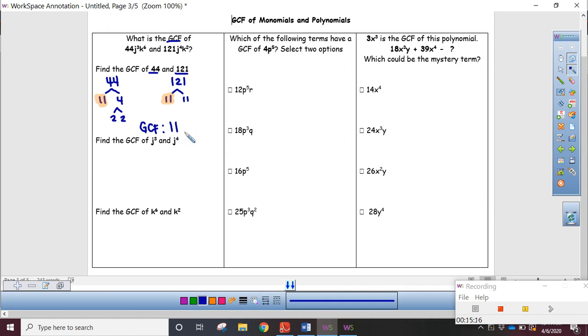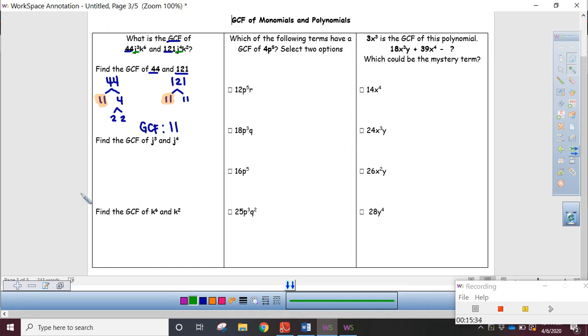Okay, that's the first part, and we'll bring it all together at the very end. Now let's move on to finding the GCF of j to the 3 and j to the 4th. That's the next part right here. The first part was the 44 and the 121. Now let's move on to the j to the 3 and j to the 4th.